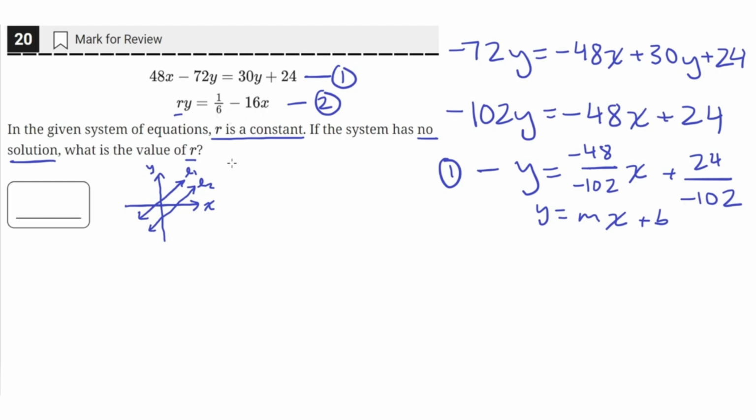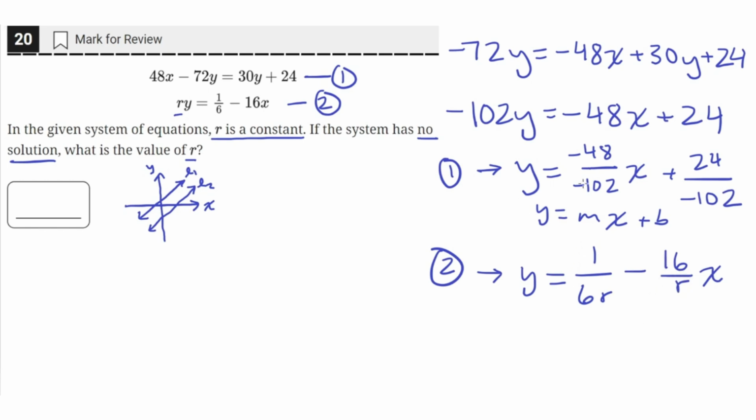So now let's write the second equation in the form y equals mx plus b. So we have ry equals 1/6 minus 16x. Let's divide both sides by r so that we get y isolated. When we do that, the left-hand side will just have a y, and then this will be 1 over 6r minus 16 over r times x. Okay, so now we have this equation in the form y equals mx plus b as well. The m this time is negative 16 over r.